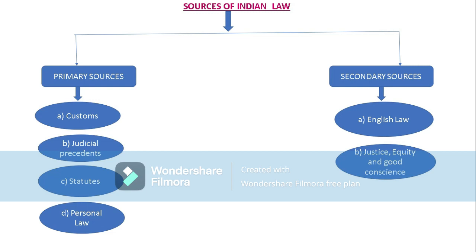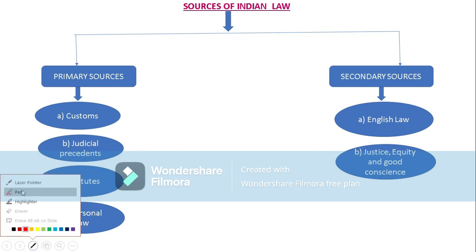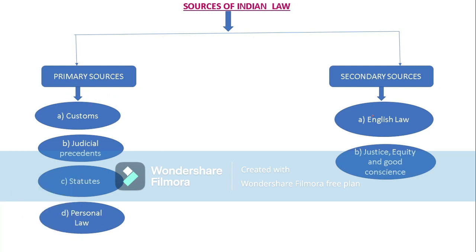So if we see what are the sources of Indian law, the main sources of modern Indian law administered by the Indian courts are broadly divided into primary sources and secondary sources. Under primary sources of Indian law, we can study customs, judicial precedents, statutes, and personal law. All these come under primary sources. Under secondary sources, we can see English law, justice, equity and good conscience. Both these primary sources and secondary sources are the origins of laws, the binding rules that enable any state to govern its territory.